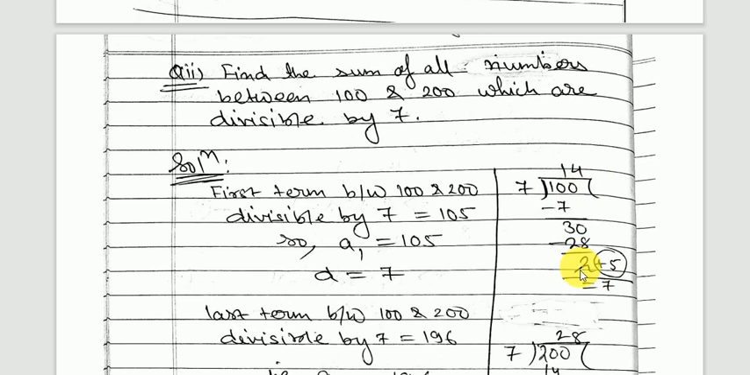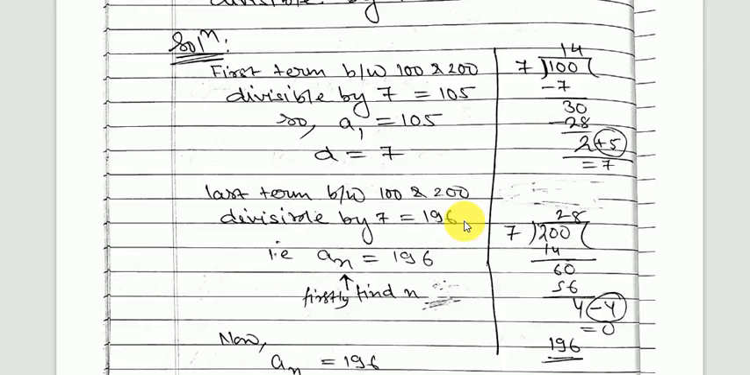So instead of getting remainder 2, if you had got remainder 7, then you would have found that the number would have been completely divisible. So in order to make this remainder 7, how much should I add to it? I should add 5. So this 5 should be added to this 100. So I get 105. So 105 is the first number between 100 and 200 which is divisible by 7. So I got my first number. Now let's see the last term.